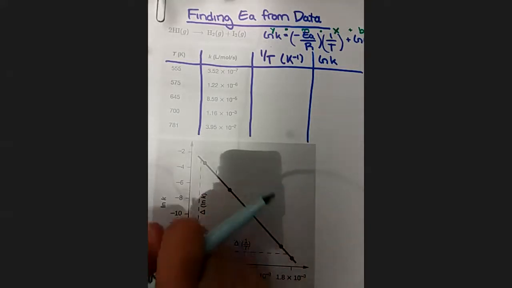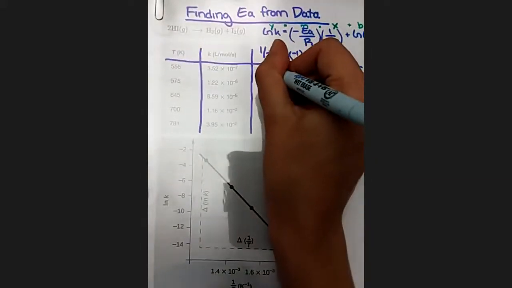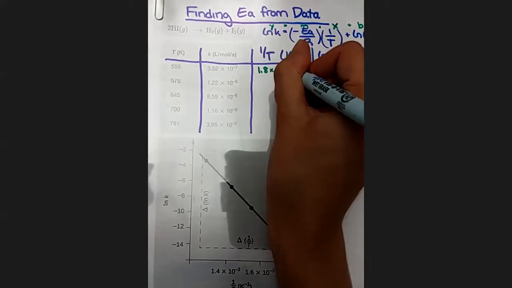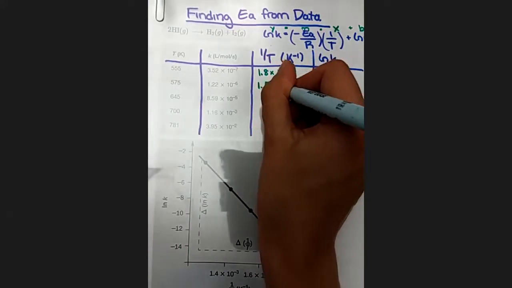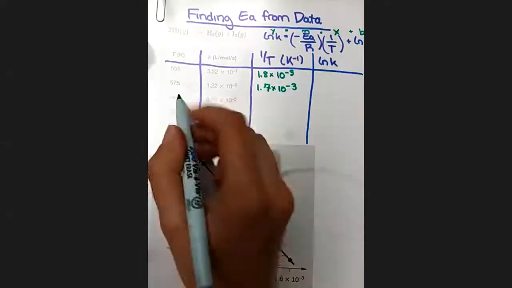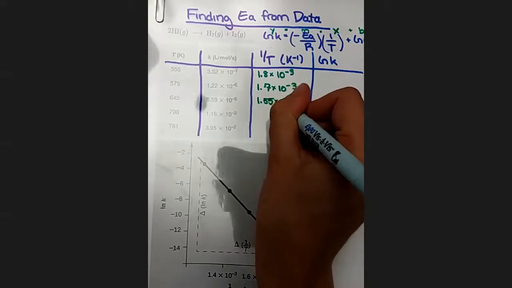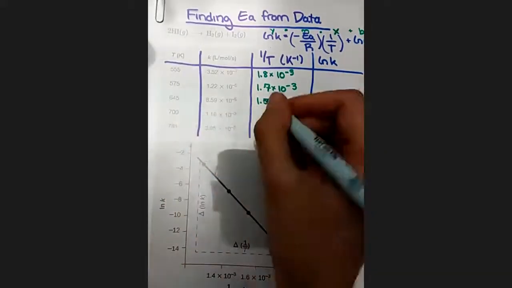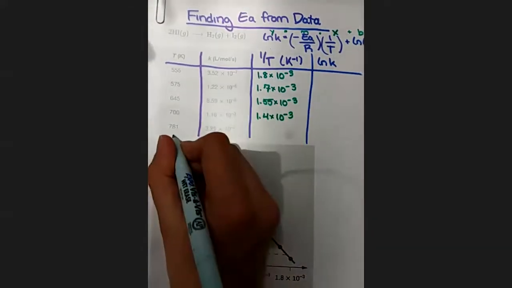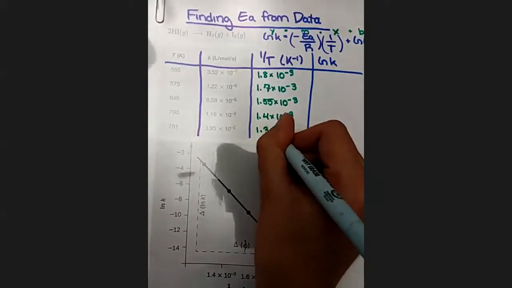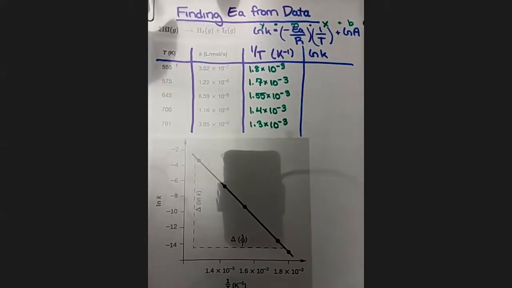Okay, so we can plug this stuff into our calculator. If we take 1 over 555, we are going to get a really small number, 1.8 times 10 to the -3rd. We take 1 over 575, 1.7 times 10 to the -3rd. We take 1 over 645, 1.55 times 10 to the -3rd, 1 over 700, 1.4 times 10 to the -3rd, and 1 over 781, 1.3 times 10 to the -3rd. We don't have that many points this time, so it's okay to transform all of them.